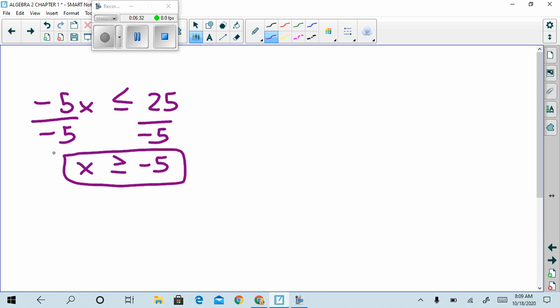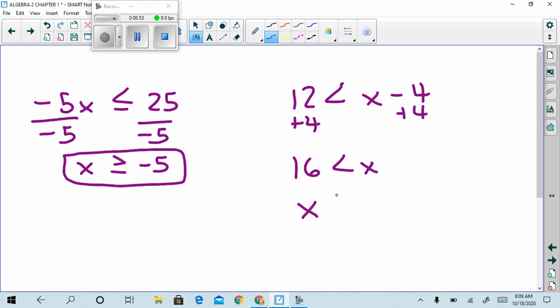If you're solving an inequality and your variable is on the right, so if I have 12 is less than, say, x minus 4, I'm going to add 4 to both sides. And I'll get 16 is less than x. So again, we reverse it because if we go to graph this, we're probably going to graph incorrectly. So remembering when to reverse your inequality symbol.